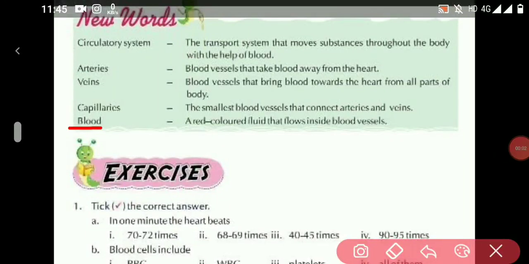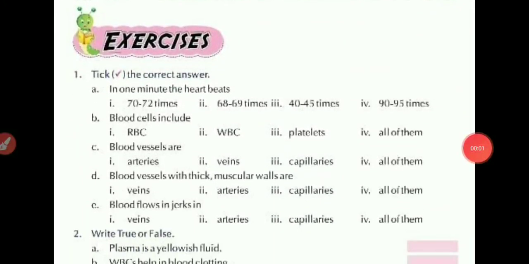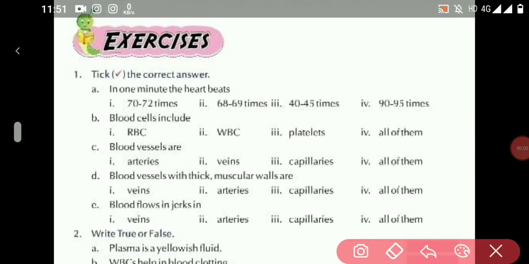What is blood? Blood is a red color fluid. Fluid means liquid that flows inside blood vessels. Now let us move towards exercise. Our first question is tick the correct answer. A. In 1 minute the heart beats 70 to 72 times, 68 to 69 times, 40 to 45 times or 90 to 95 times. So the answer is 70 to 72 times.